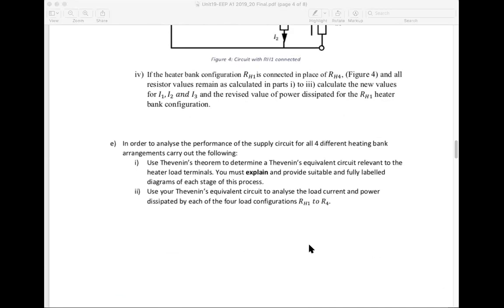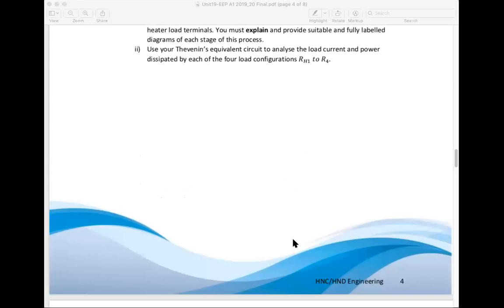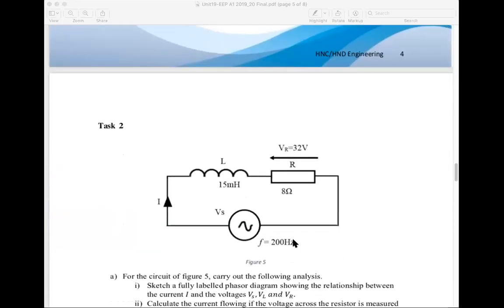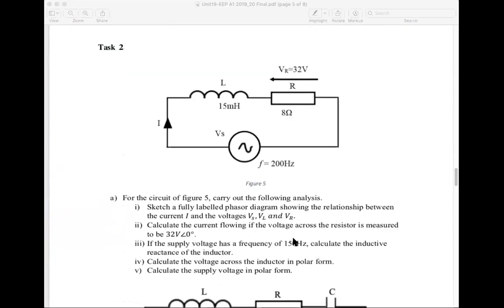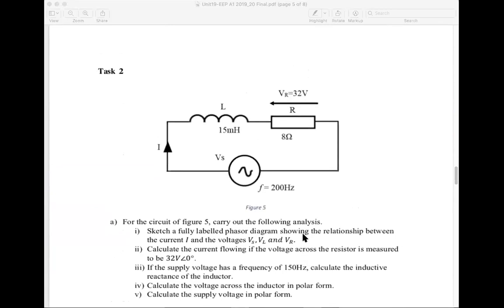Nope. Goody, goody. Right. So we move on to task two. Any questions about part A? What's that, Connor? Where do I start? Okay.